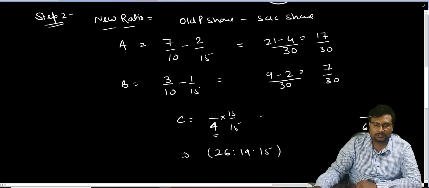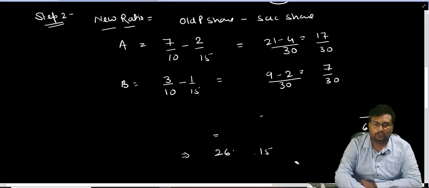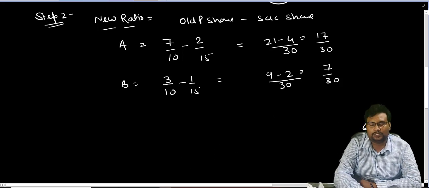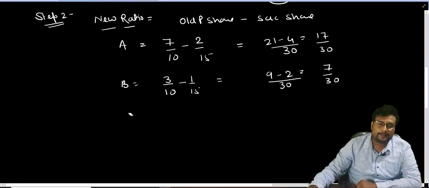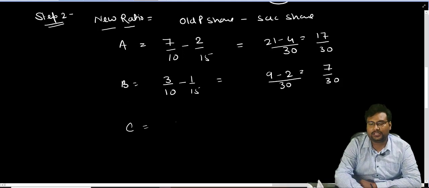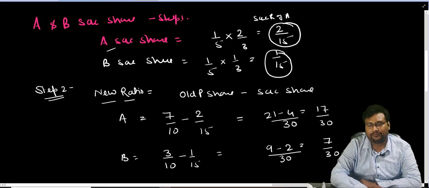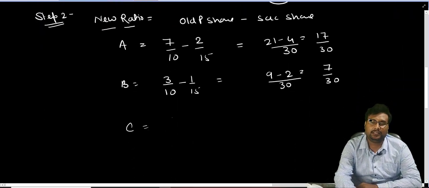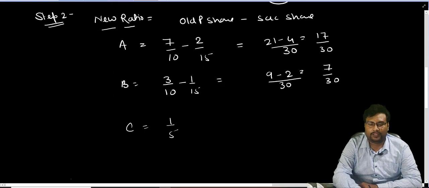And now C. C we already have. How much we have beta? So for C we already have, C share is, in the question it is given, 1 by 5. So C share is 1 by 5.